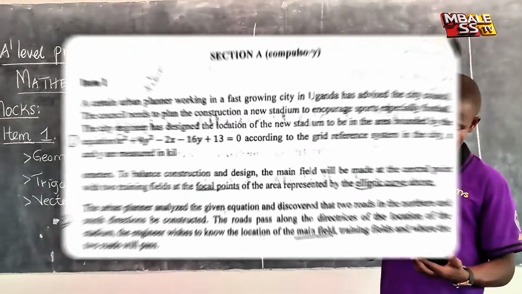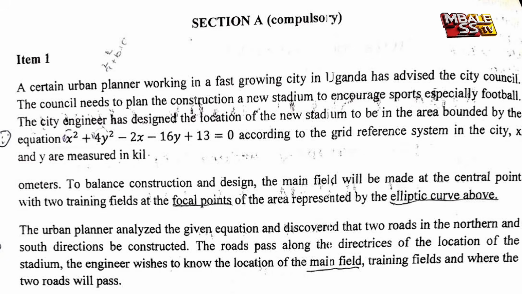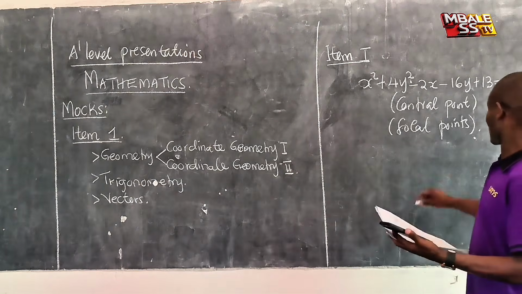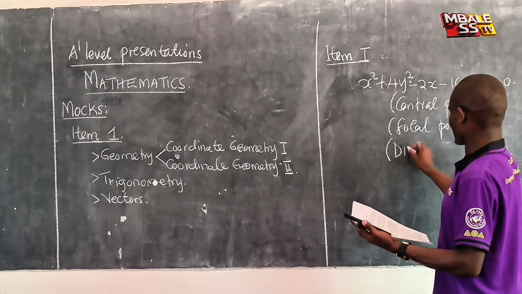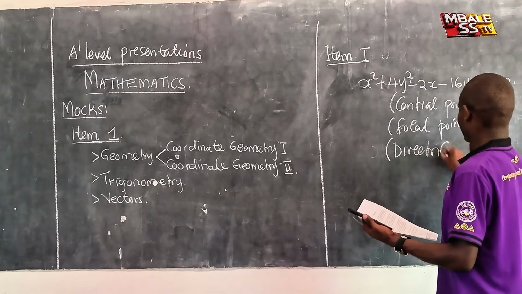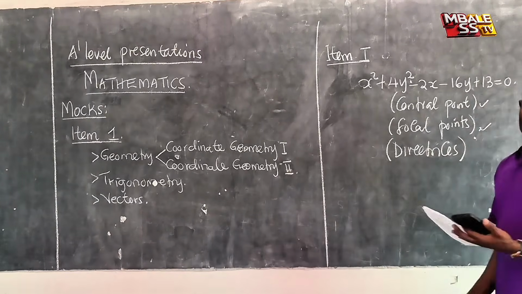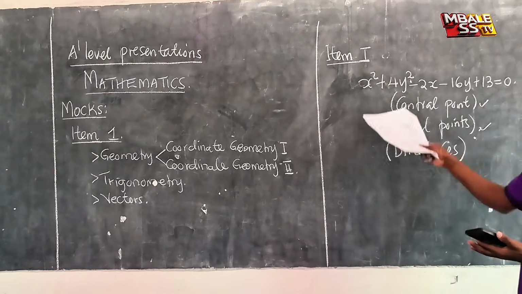And they have said, the urban planner analyzed the given equation and discovered that 2 roads in the northern and southern direction are to be constructed. The roads pass along the directions of the location of the stadium. The engineer wishes to know the location of the main field, the training fields, and where the 2 roads will pass. So the engineer wants these points, and also wants the directrices. So these are the 3 concepts that are taught under this type of curve.